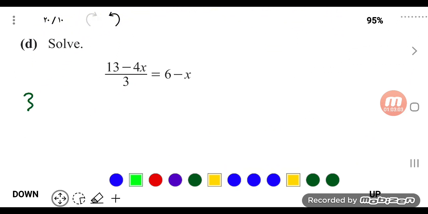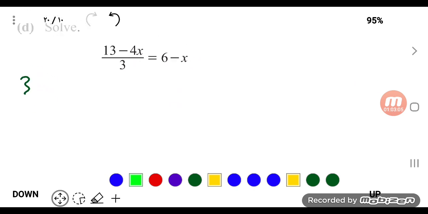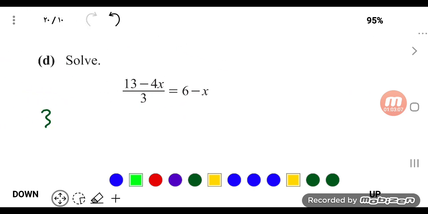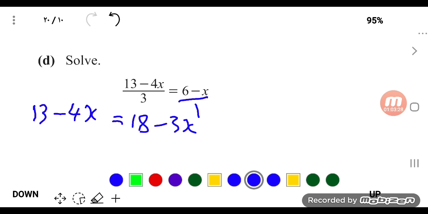Next question, question D. We're saying to you, solve. In order to solve this question, we start by cross multiplying. If you cross multiply, 13 minus 4x times 1, you get the same thing. 13 minus 4x is equal to 18 minus 3x.